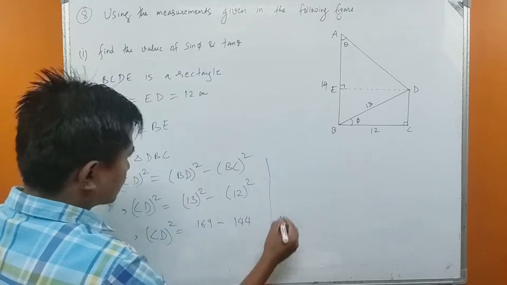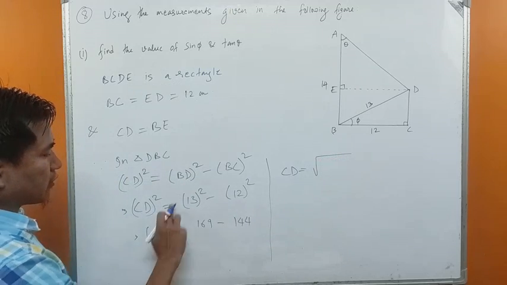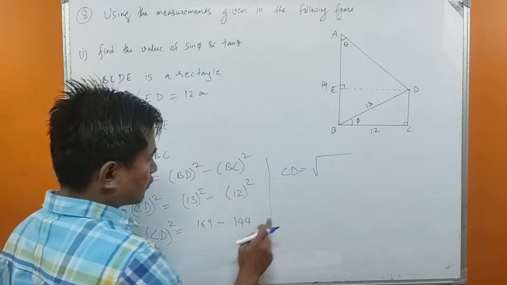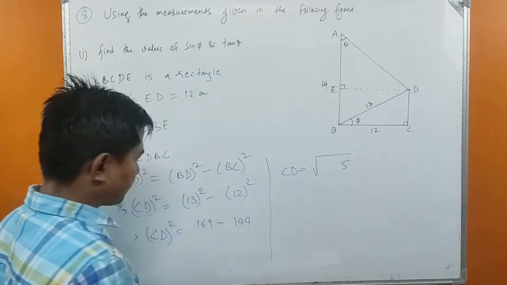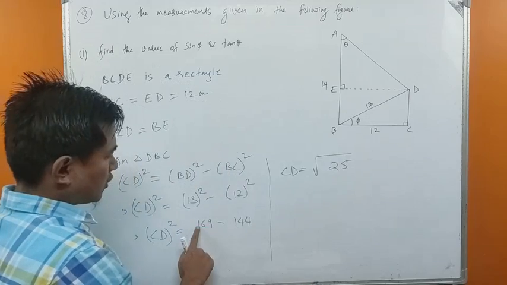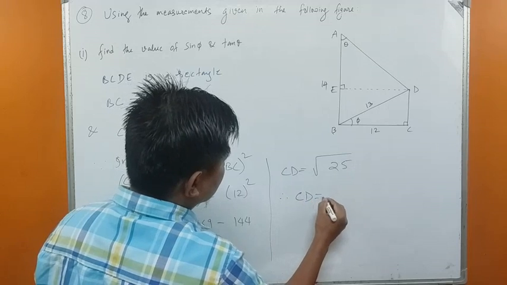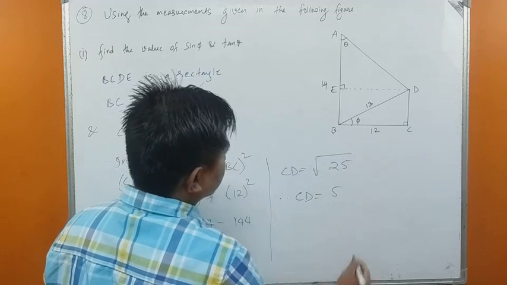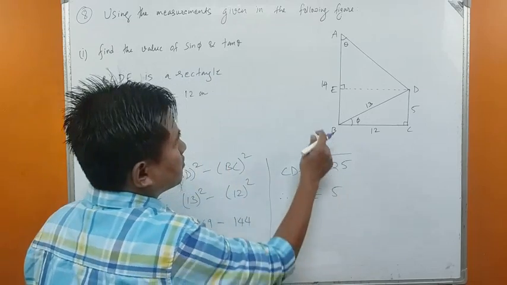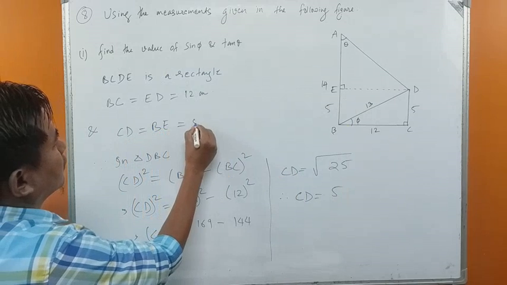So CD equals root under, we take this square to the right hand side, becomes root 169 minus 144, isn't it? So 9 minus 4 is 5, 6 minus 4 is 2, and 1 minus 1 is 0, so we don't write this. Therefore, CD equals root under 25, which means 5. 5 fives are 25, isn't it? So we found CD as 5, which means BE is also 5. CD equals BE equals 5 centimeter.